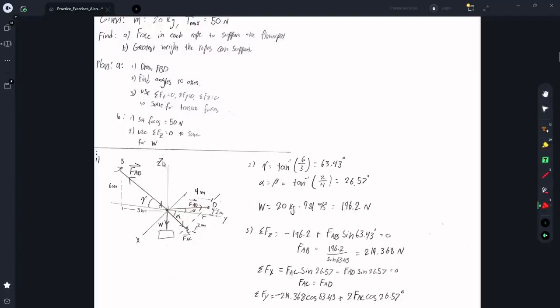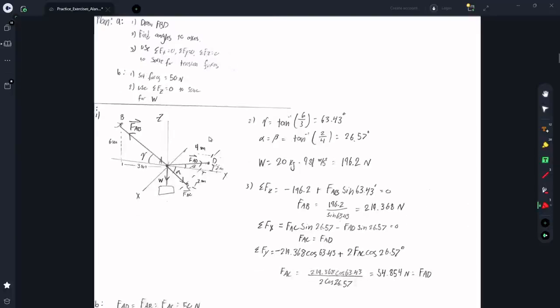So we want to find those angles, and then we want to use the equations of equilibrium to solve for our tension forces. For the second part of the problem, we're just going to use the equations that we got in the first part, plug in 50, which is the maximum, and solve for W instead of plugging it in. So right here, I'm solving for the angles. To find this one, we have this rope, and we're given all of these distances, so we can just do the inverse tangent of 6 over 3. I got 63.43 degrees.